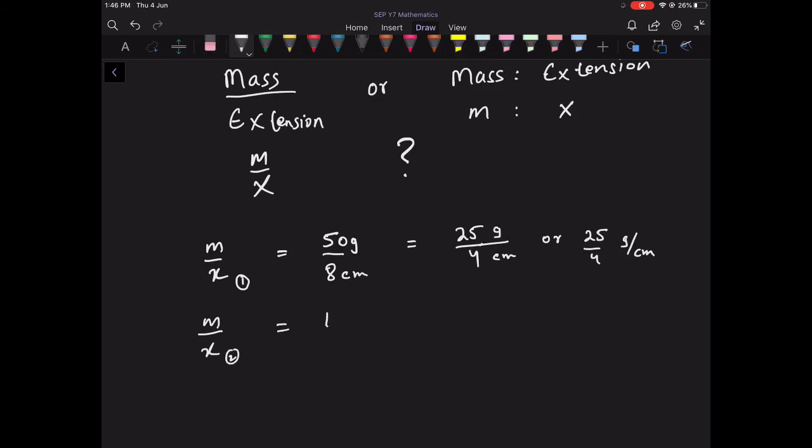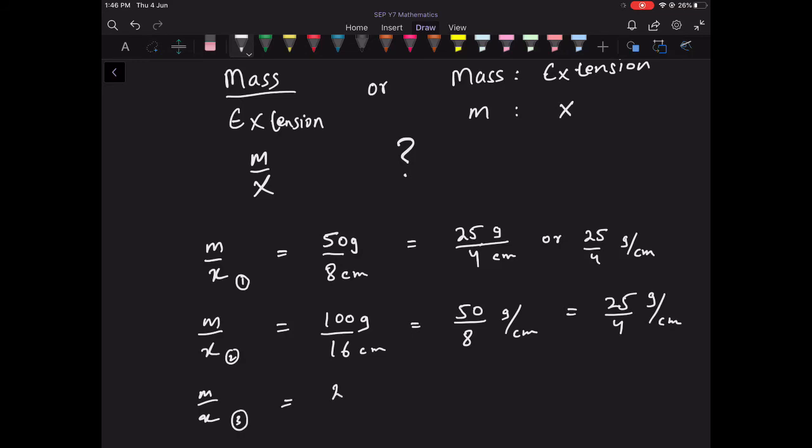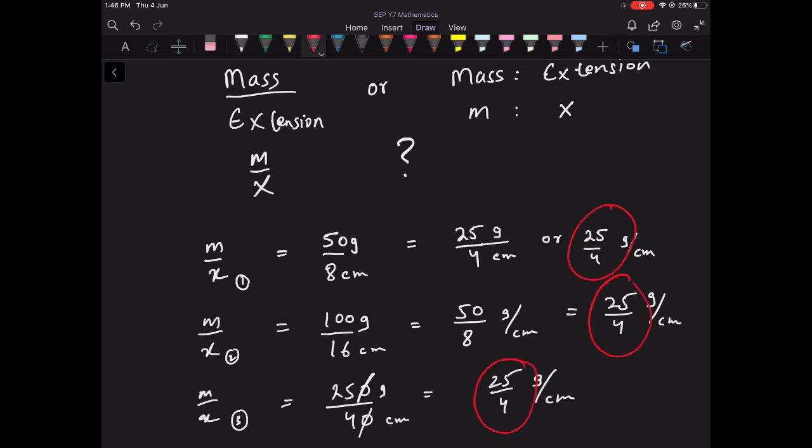In the second case, we had 100 grams by 16 centimeters. That also eventually gives us 25 by 4 grams per centimeter. In the last case, we had 250 grams by 40 centimeters, and it also gives us 25 by 4 grams per centimeter. You can see that the rate is the same.